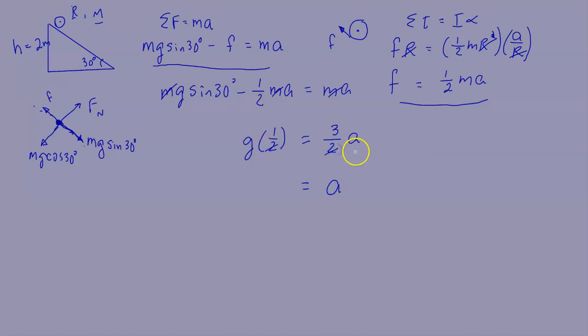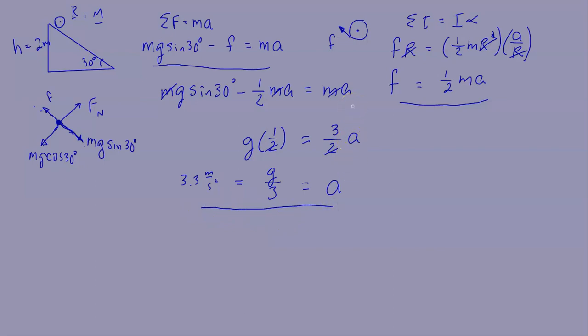Those cancel out right there. I get acceleration is going to equal g over 3. So it's about 3.3 meters per second squared. All right, so because of that rotational inertia, it doesn't quite accelerate as fast.